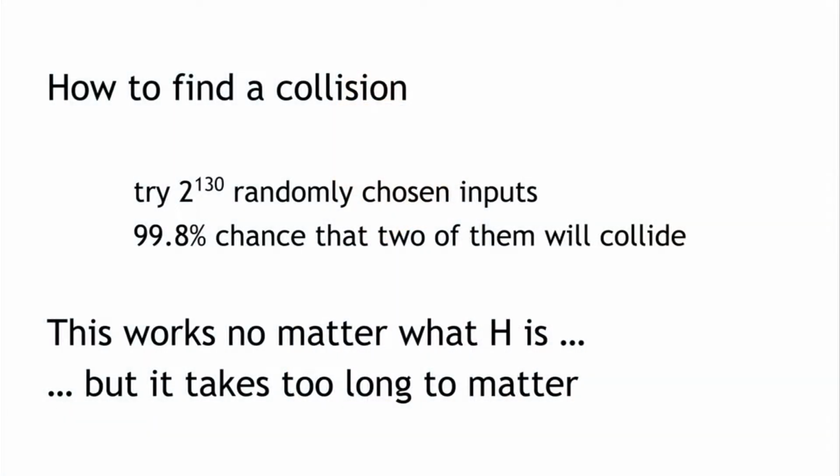And the method works like this. We're going to pick 2 to the 130 randomly chosen inputs over on the left cloud of that previous diagram. And if we pick those 2 to the 130 randomly chosen inputs, it turns out there's a 99.8% chance that at least 2 of them are going to collide. And so this is a very simple method for finding a collision. It works no matter what the hash function is, but of course the problem is that this takes a very, very long time to do. You have to compute the hash function 2 to the 130 times, and that's of course an astronomical number.